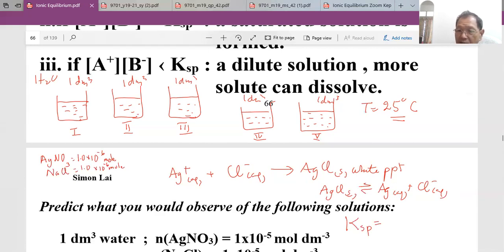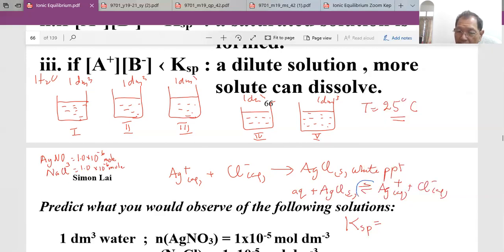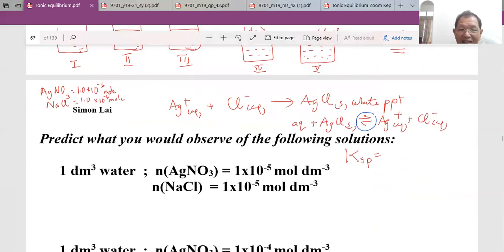Okay, pause it here. Now let me explain this further. Of course, you want to put it plus equals here. Okay, so the K, normally this is reversible. I'm going to use the blue pen now. This is reversible. So in any reversible reaction, I can put the Kc now, okay? Kc.